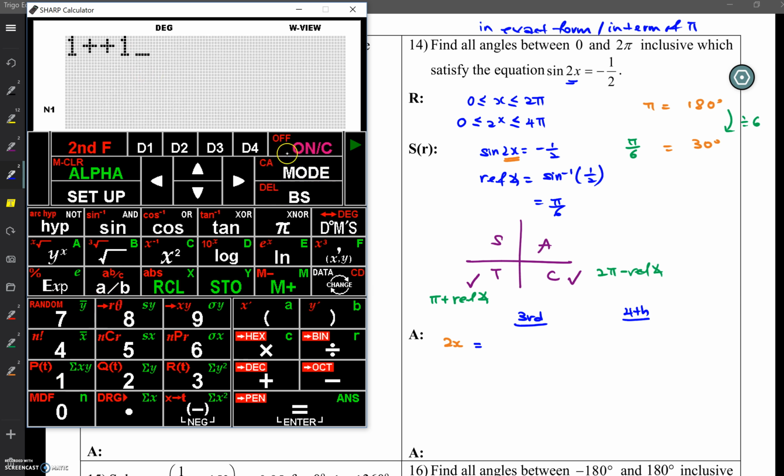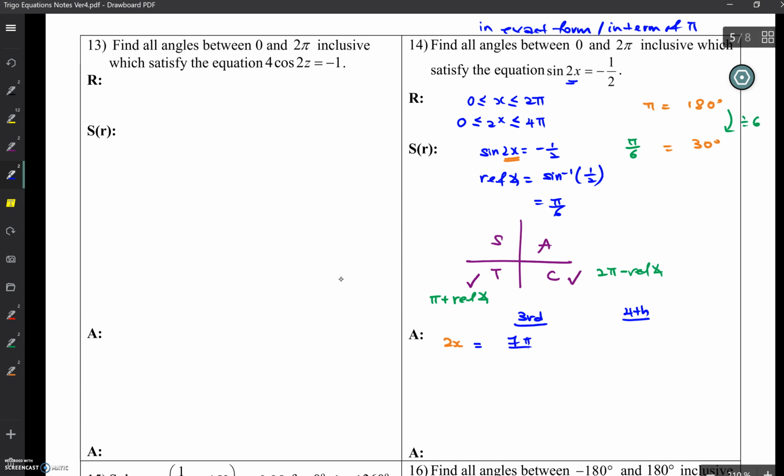Oops, sorry. 1 plus 1 over 6. Okay, so we get 1 whole 1/6, right? 1 whole 1/6, so just write it in as 7 pi over 6.